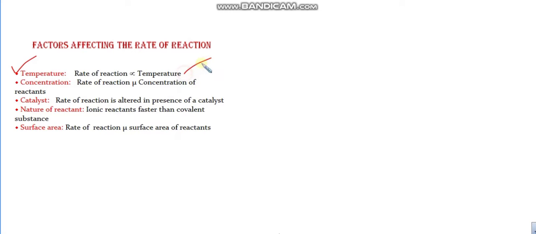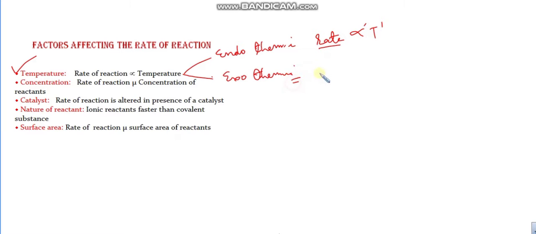So there are two types of reaction, endothermic and exothermic. In an endothermic reaction we can say that rate is directly proportional to temperature. Greater the temperature, greater will be the rate of reaction, means the reaction will take place easily and faster. And here we can say that as temperature increases, rate will decrease. So we can say rate is inversely proportional to temperature.